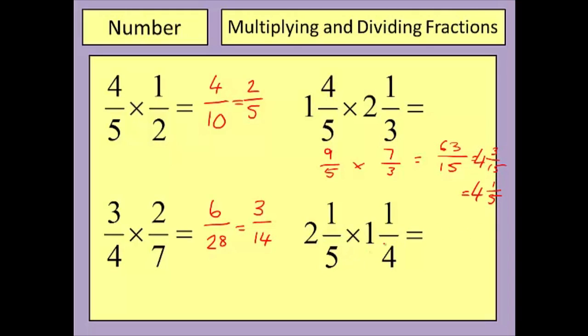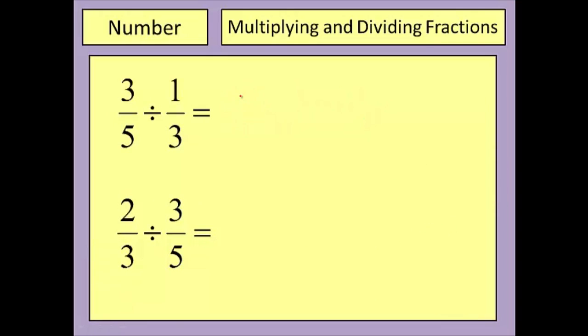In this example I'm going to do exactly the same thing, so I'm going to turn 2 1/5 into the top heavy fraction, 11/5, and I'm going to turn 1 1/4 into the top heavy fraction, 5/4. When I multiply these two together, I'm going to get 55/20, which is top heavy, so I'm going to need to tidy this one up. 20 goes into 55 twice, with 15 left over, so there's 15/20 left. And again, just like in the previous example, this will simplify to 2 3/4. Well done if you got all 4 of these correct.